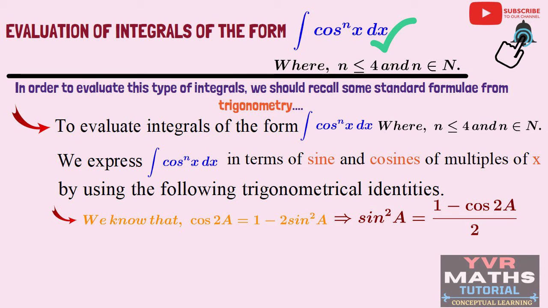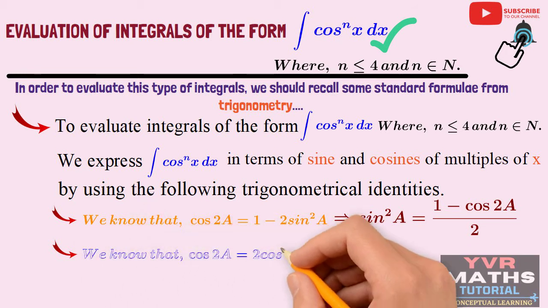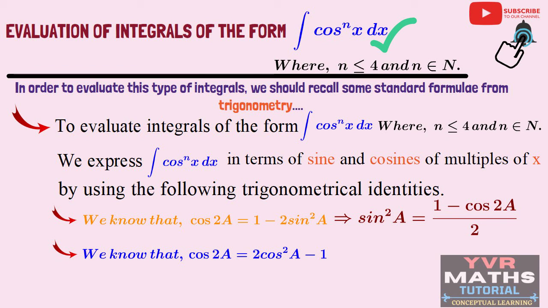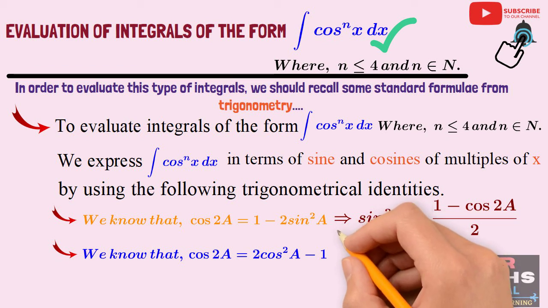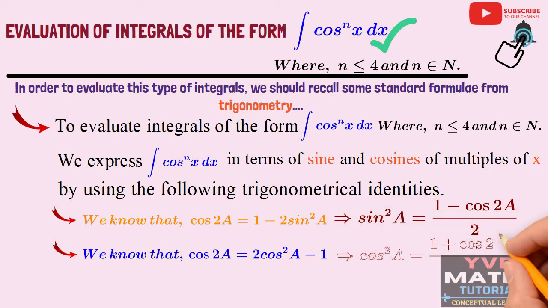From the same cos 2a, we will get one more formula. See here, we know that cos 2a is equal to 2 cos square a minus 1. By using this formula, we can write cos square a. So what is cos square a? See here, cos square a is equal to (1 plus cos 2a) by 2.